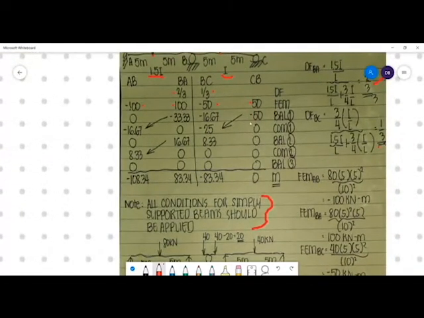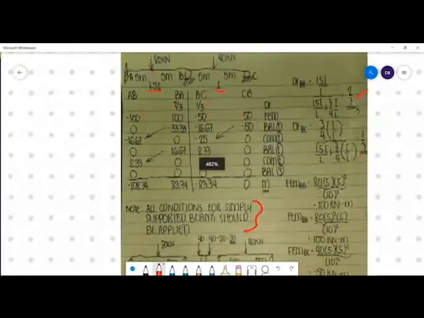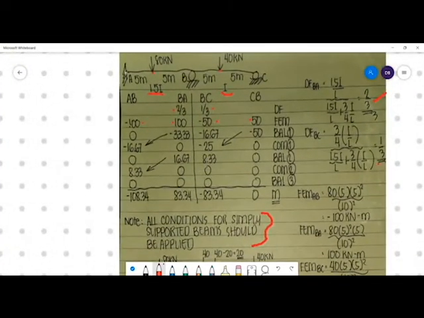Next thing that we need to do, we balance it. At the fixed support at A, we don't need to balance because we are not removing the fixed support here. We are not allowing any rotation. Therefore, the balancing moment at AB is equal to 0. At C, we remove the moment, so the balancing moment shall just be equal to the fixed end moment, so negative 50.